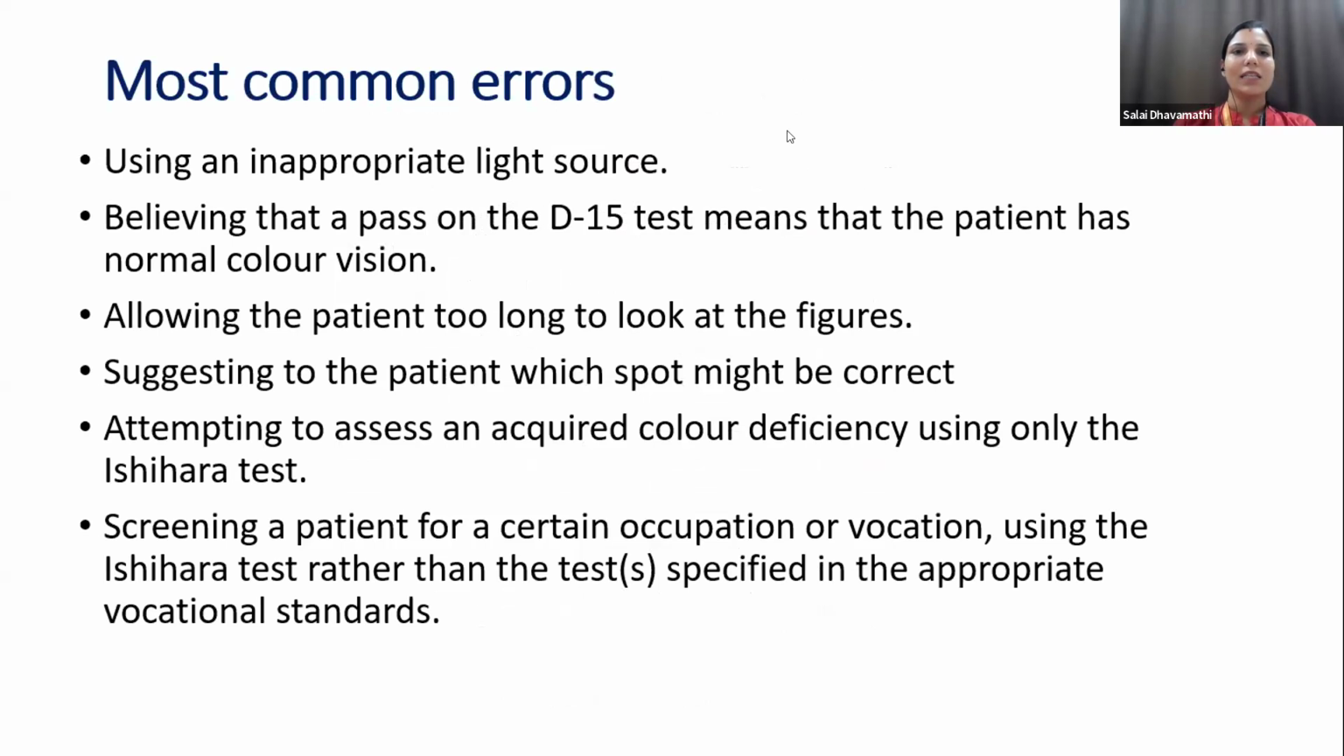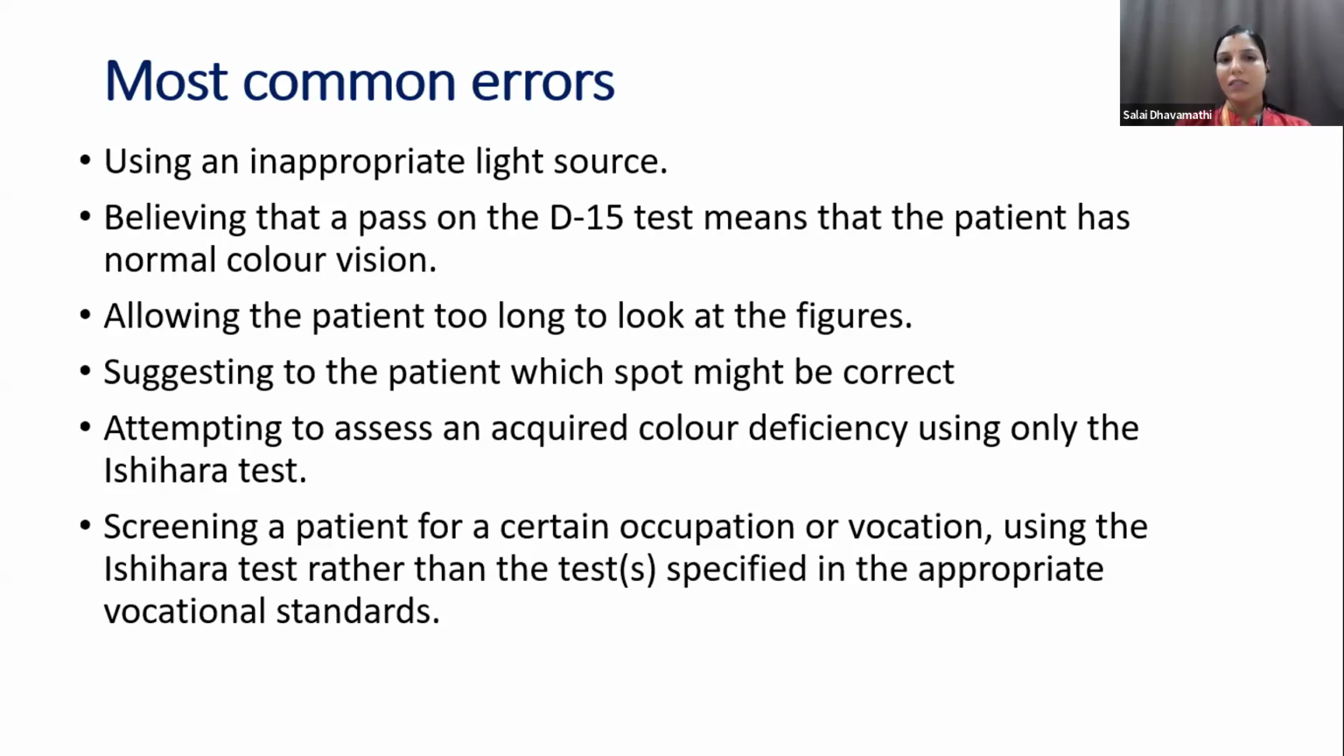One more is the common errors we make. These are the common errors in the color vision test. Using an inappropriate light source, which I already said. Believing that a D15 pass means that the patient has normal color vision. If everything is passed in the D15, don't assume they have normal color vision. Sometimes pseudo isochromatic plates will be a fail and D15 a pass, maybe it's a mild defect, so that's why D15 is a pass for them. And allowing the patient too long to look at the figures for the City University test or pseudo isochromatic plates, anything, it's only 3 seconds. Within 3 seconds they have to flip the chart and then record it.